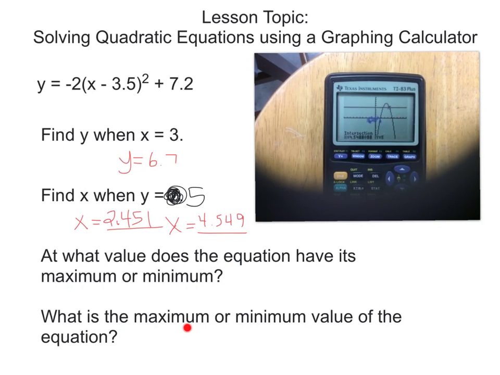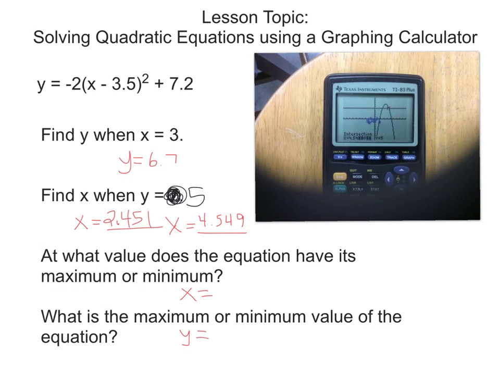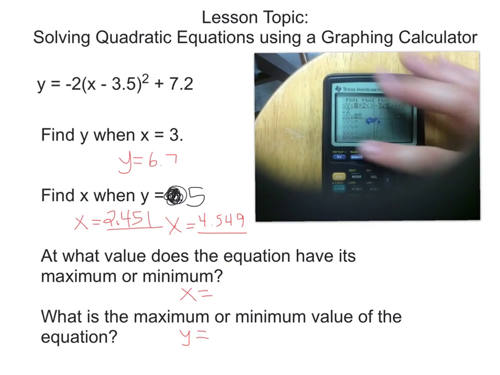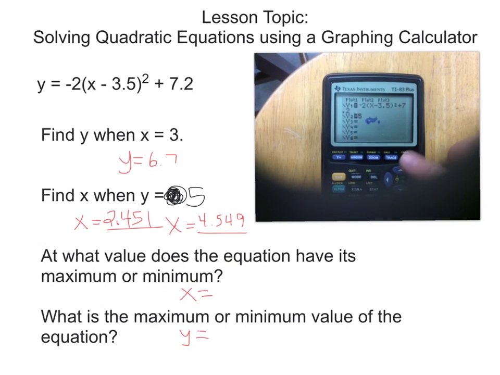Okay, so if we're talking about the maximum point being up here, we want to know for this, the maximum would be the y value. How high up on the y-axis does that go? So we're looking for a y value down here, and so we're looking for an x value right here. So at what value, and that's x, does the equation have its maximum point? All right, so to do this, the first thing I want to do is get rid of my equation in y2.